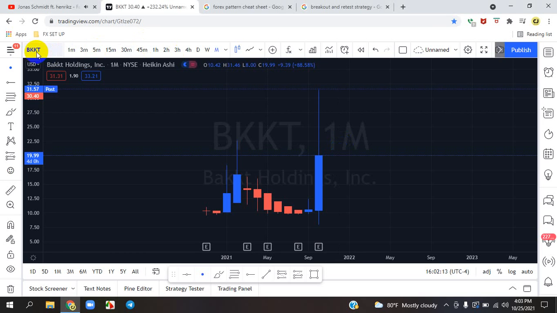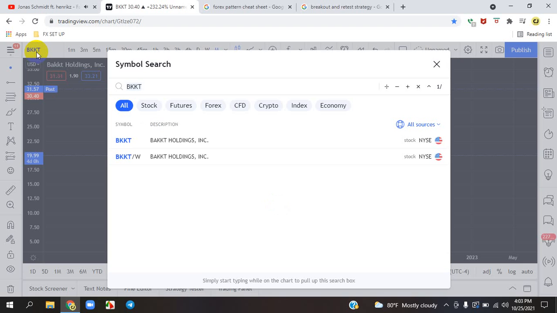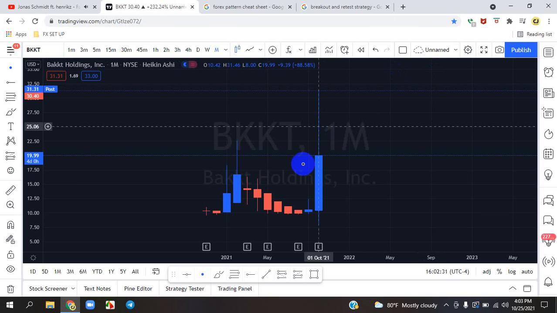We are here, running the levels, looking for market structure and patterns. Okay, guys, we are marking up BKKT stock. Let's see what's going on.